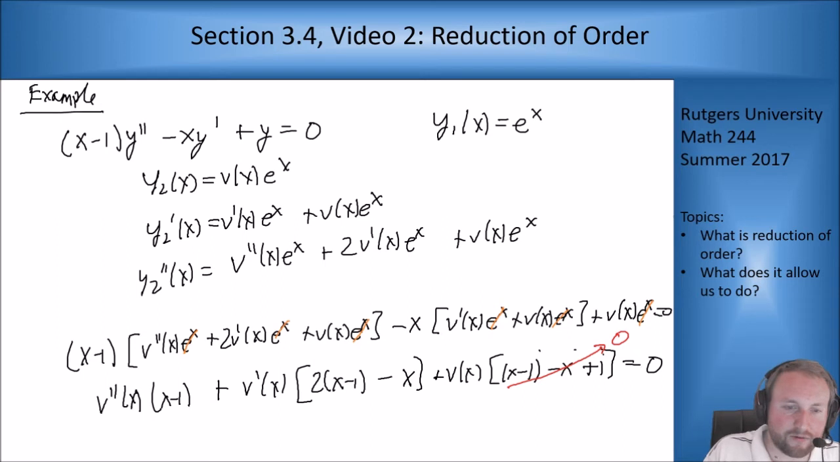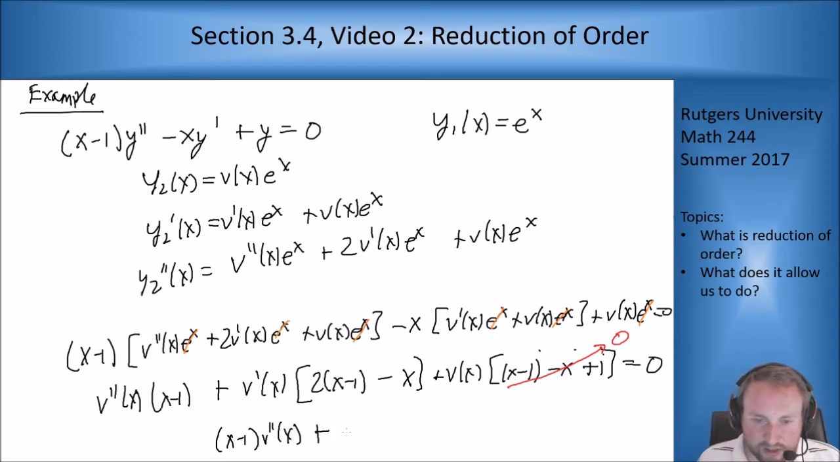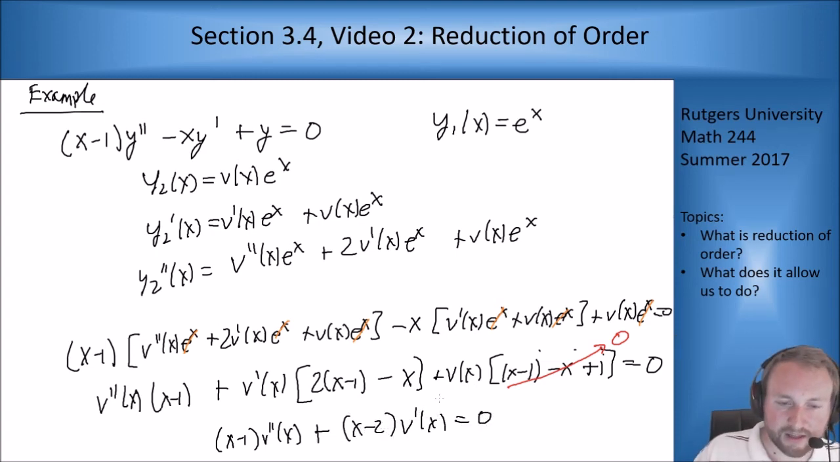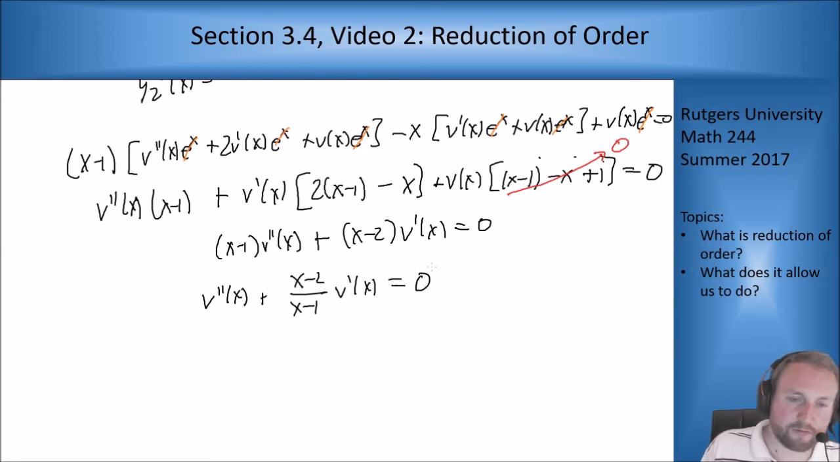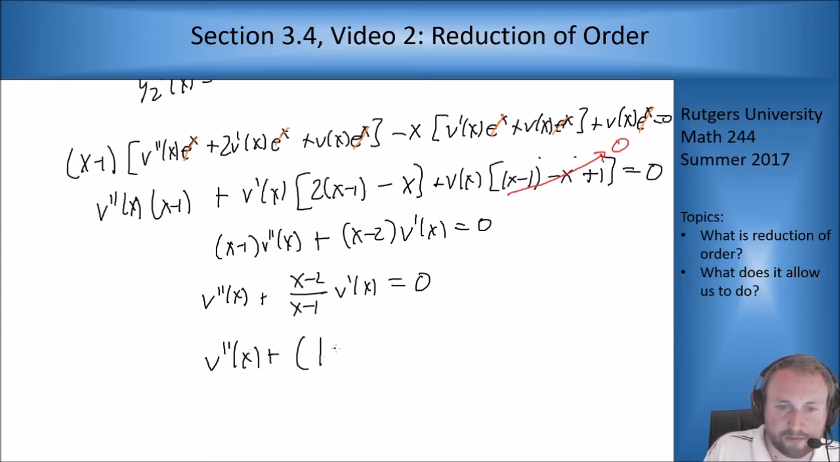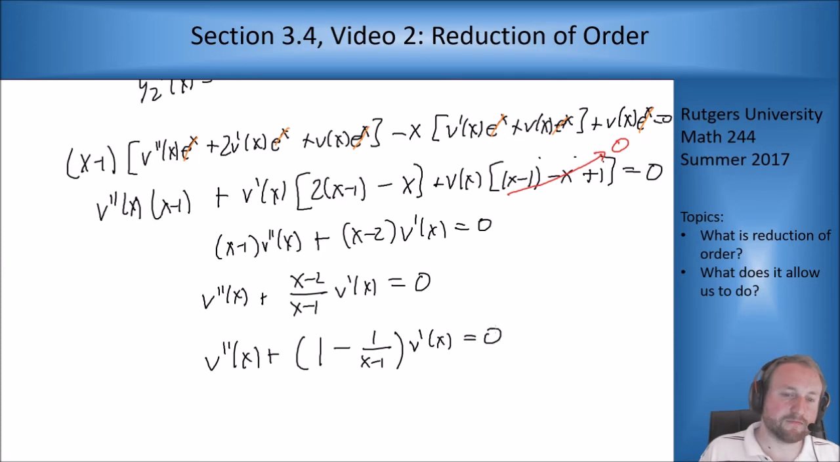And now I want to see what I actually have when I left this over. I have an x minus 1 v double prime of x plus, this simplifies to an x minus 2 v prime of x equals 0. And now I want to divide by x minus 1 on both sides. V double prime of x plus x minus 2 over x minus 1 v prime of x equals 0. And then I'm going to rewrite this to make this look a little better. V double prime of x plus, this is 1 minus 1 over x minus 1, v prime of x equals 0.